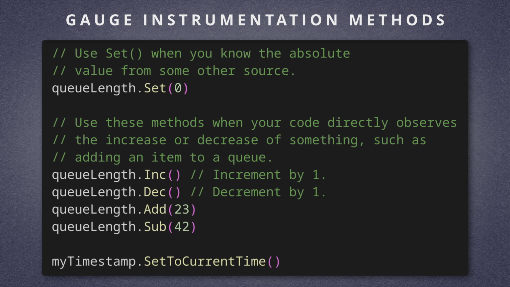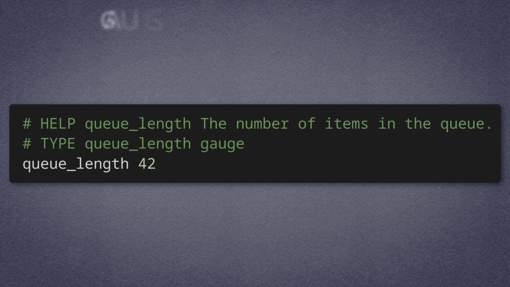Okay, and some client libraries even have helper methods to store the current time as a Unix timestamp in a gauge. And that can be useful if you want to expose the last time that some event has happened, like a boot time, a process start time, or the last run of a batch job. In the metrics exposition format, a gauge just shows up as a single time series like this, at least if you don't split it up by any additional labels.